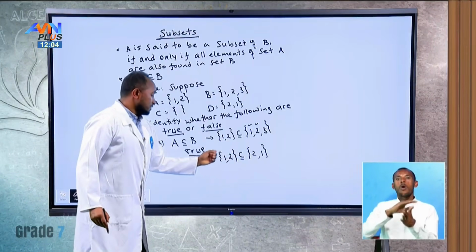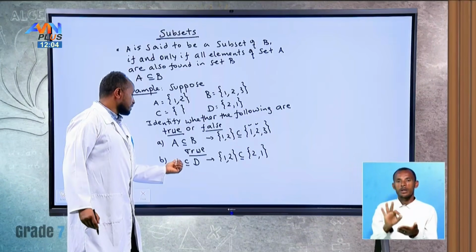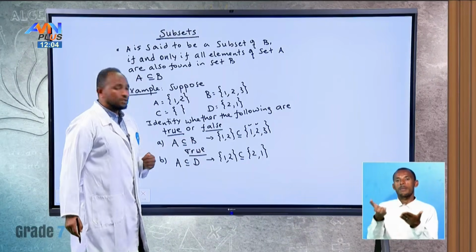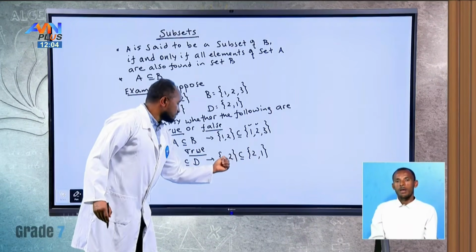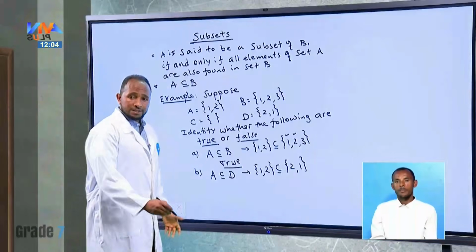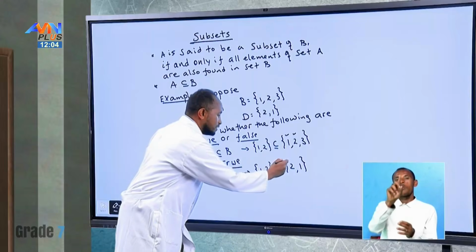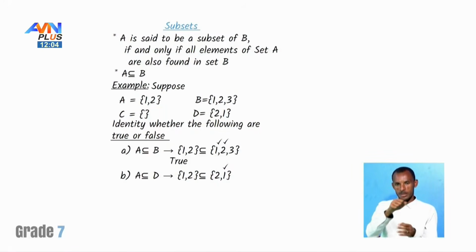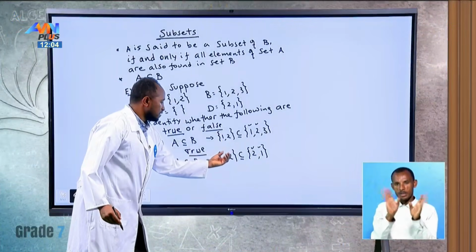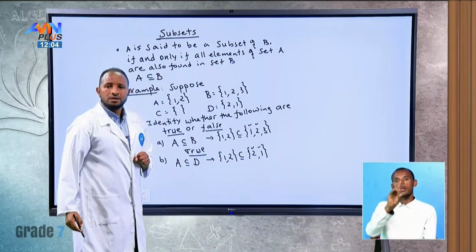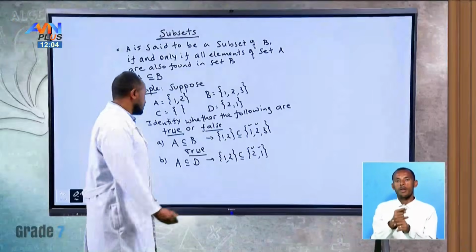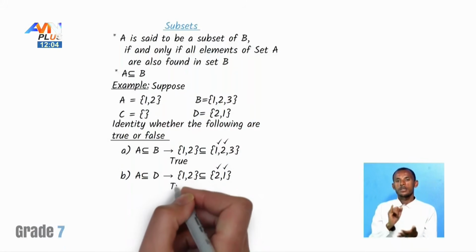All elements found, the meaning as I said earlier, A subset of D means all elements here are found in D. All elements found here must be found in the second set. Let's check it. Is 1 found? Yes, in the next set. Is 2 in the second set? There is. So all elements here are also found in this set. Therefore, A is a subset of D is a correct statement. So this one is true.